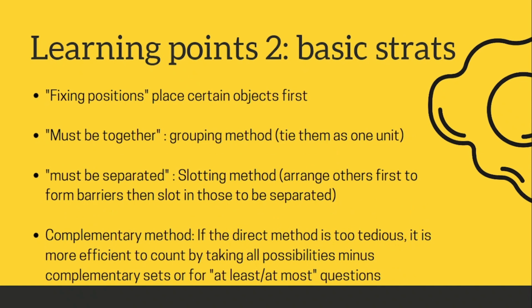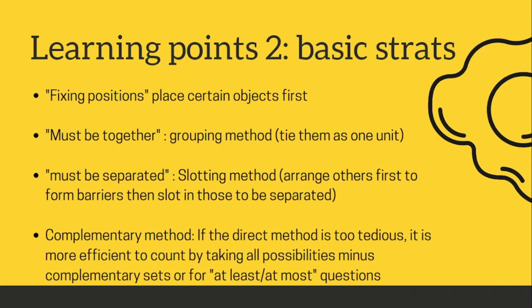So there are about 4 basic strategies that you can use for arranging objects. First will be fixing positions. So you fix one object first and you arrange around it. Second is must be together. So in this case, you group the things together and tie whatever you need to find as one unit. Must be separated. It then means slotting method. You arrange the other stuff first, and then this will create barriers, which we can then slot in the remaining stuff to make sure they are separated.